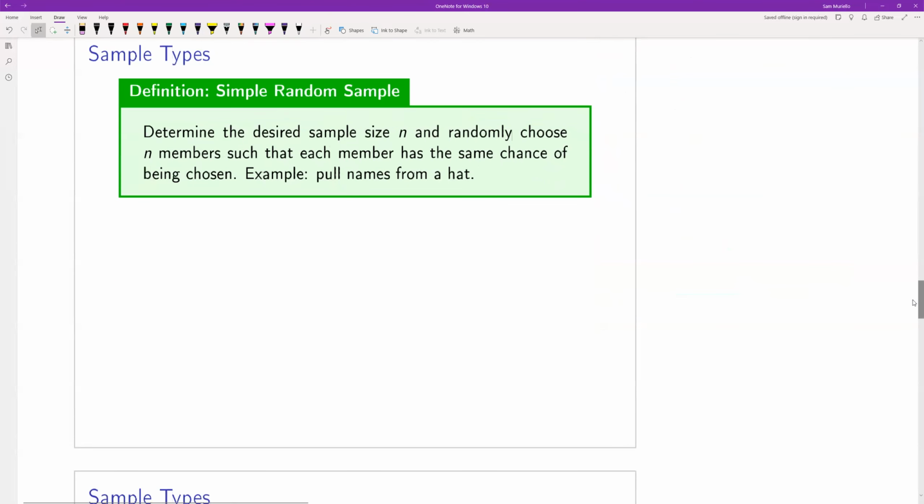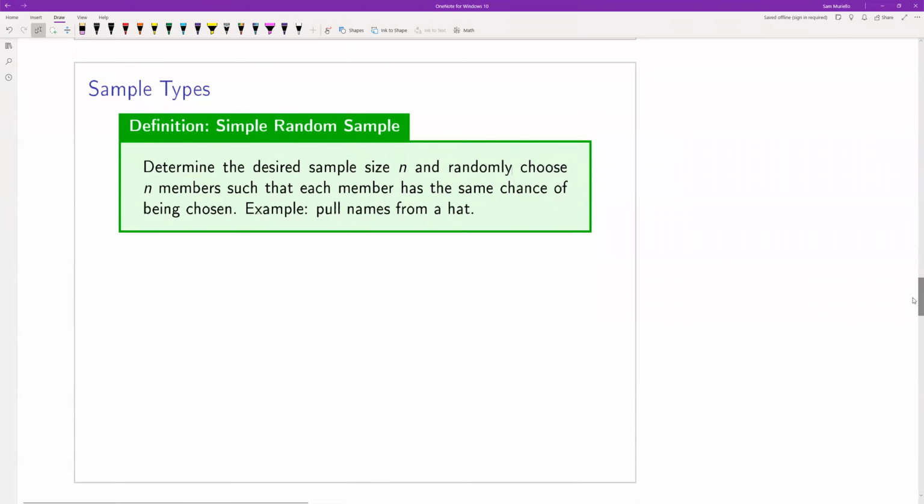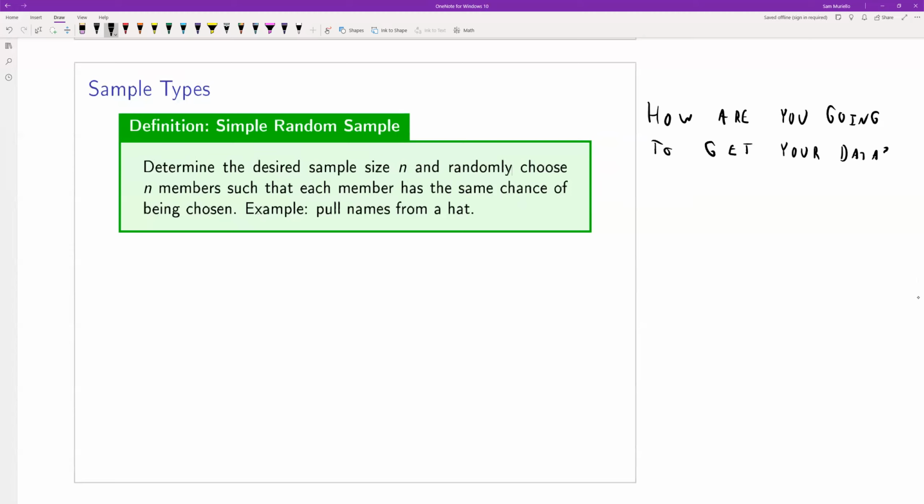Let's switch gears a little bit and talk about different types of samples. The question here is, how are you going to get your data? It's not reasonable to ask every single person in the population, so we'll have to choose some. The simplest way to do this will be a simple random sample.